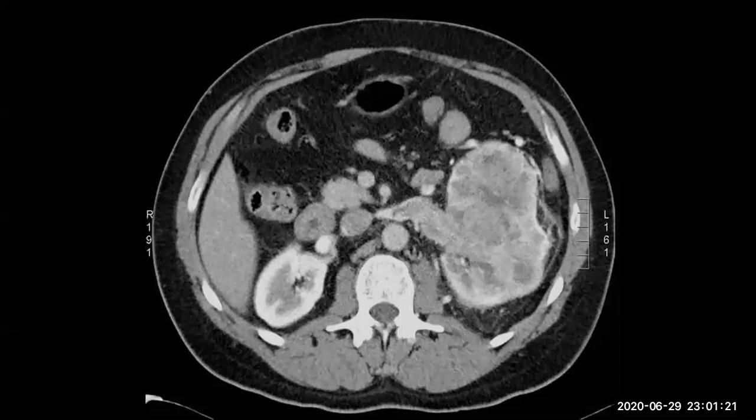This is an axial CT scan with portovenous contrast showing a bulky left kidney and ureter. The left kidney contains numerous hypodensities within, associated with thinning of the overlying cortex and surrounding fat plane stranding. I'm not sure.